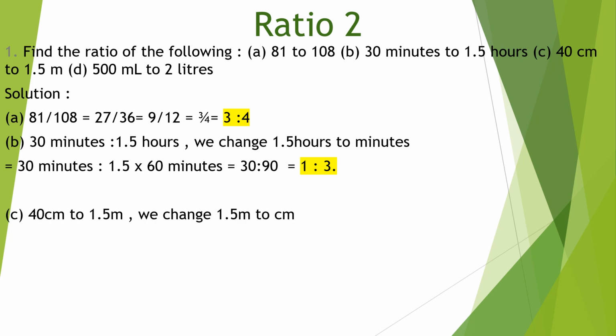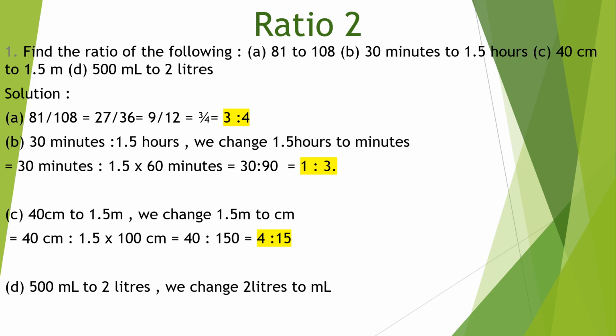40 centimeters to 1.5 meters. Again, the units are different. So we change 1.5 meters to centimeters. 40 centimeters is to 150 centimeters. The ratio will come out to be 4 is to 15.